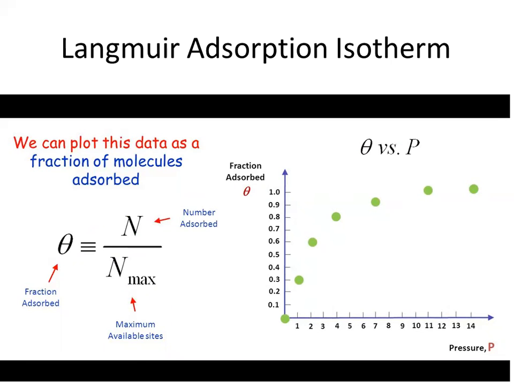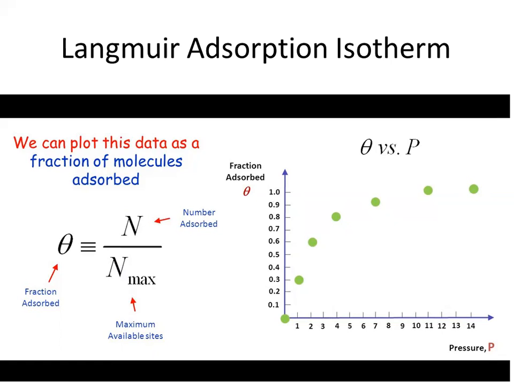So this first one is theta. Theta here is the fraction adsorbed. So what is the fraction adsorbed? It is the number of adsorbed molecules and the maximum sites available. Important here is to remember that the maximum value of this fraction will be 1. How? Let's suppose the maximum available sites are 10. Then what is the maximum number of molecules that may be adsorbed? Only 10, it cannot be more than that. 10 divided by 10? 1.